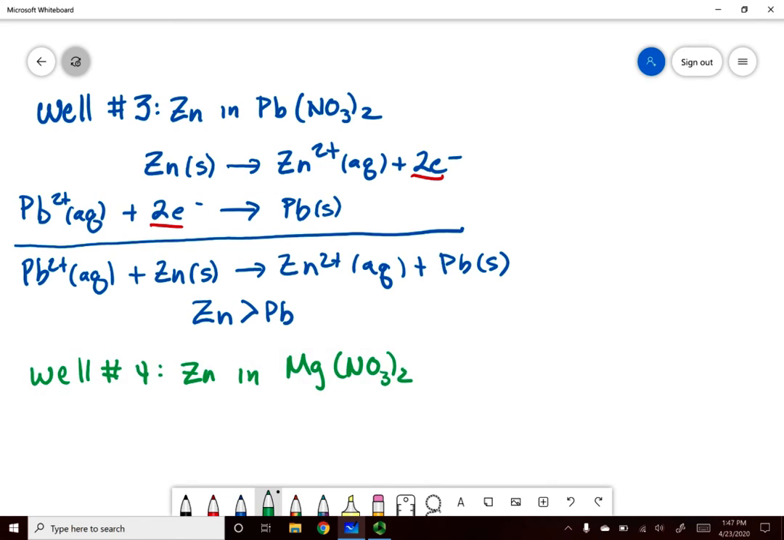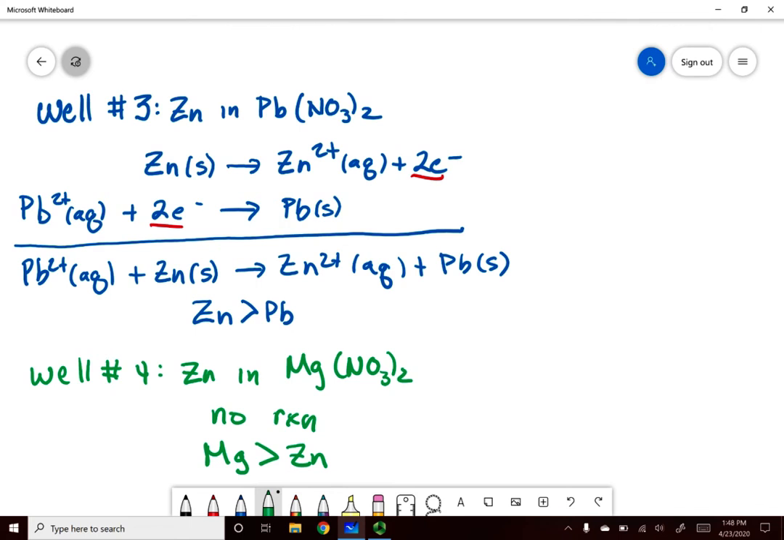Now let's take a look at the reaction that happened in well number 4. In this well, you put zinc in a magnesium nitrate solution. What you might have observed from the video is that no reaction took place. So for your calculation section, when there's no reaction, you can simply write down no reaction. What this implies is that the metal ion has a greater activity than the solid metal. Or in other words, we can write down that magnesium has a greater activity than zinc.